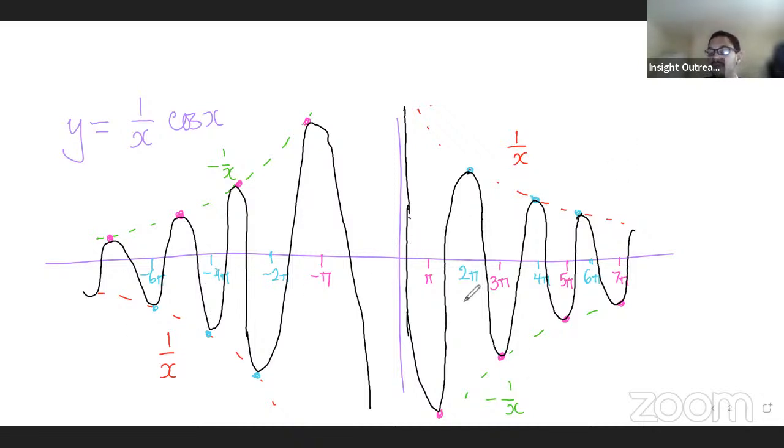So I've drawn 1 over x and minus 1 over x because I know at certain points it's going to be on those functions. It's going to be on those envelopes. Now, before we move on, does anyone have any questions that they wanted to raise or anything they don't quite agree with? Is there anyone who's got any confusion on this technique? No questions so far. Okay, actually, I think there are some questions.